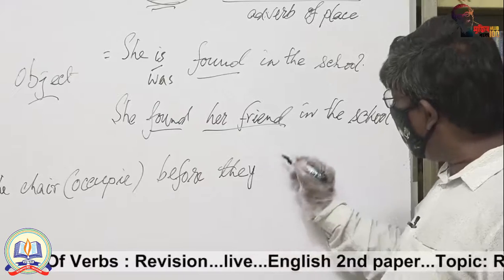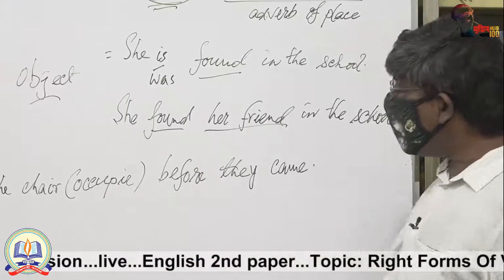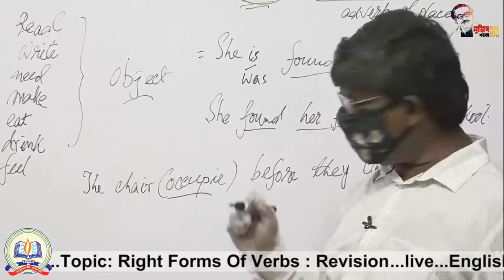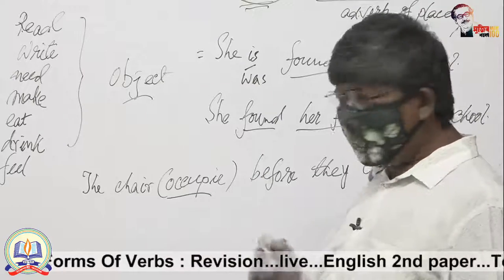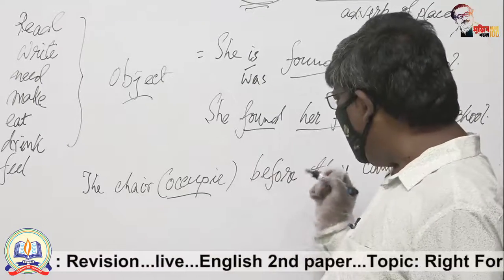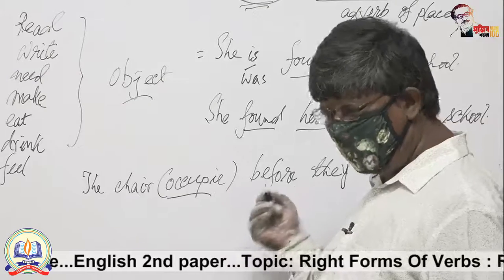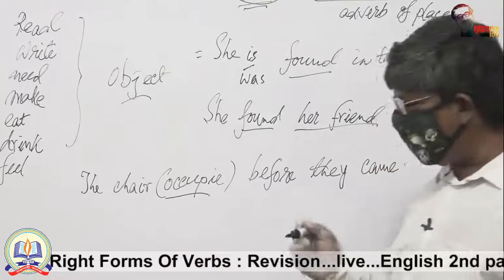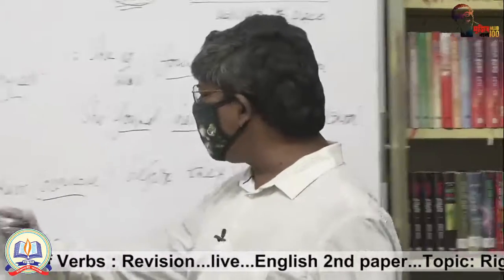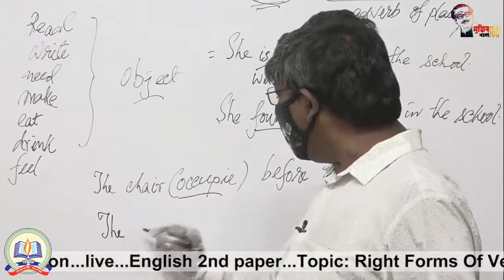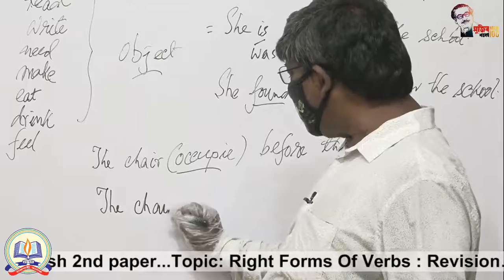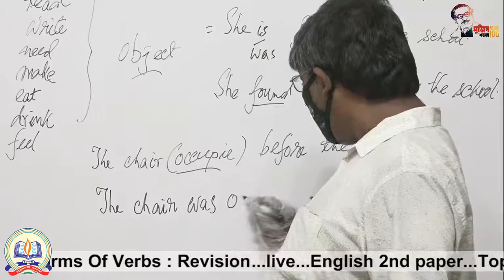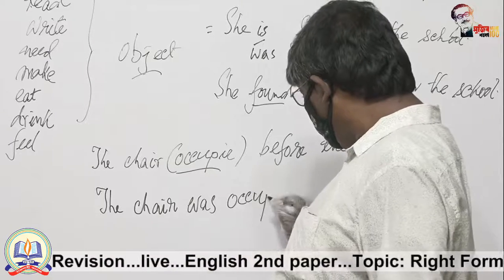They came. You know, the chair occupy. Occupy means get possession of something. That is, there must be an object, a noun or noun phrase after the verb occupy. But here we do not have any noun or noun phrase after occupy. Therefore, we will have to write the verb in the passive form. The chair was occupied.